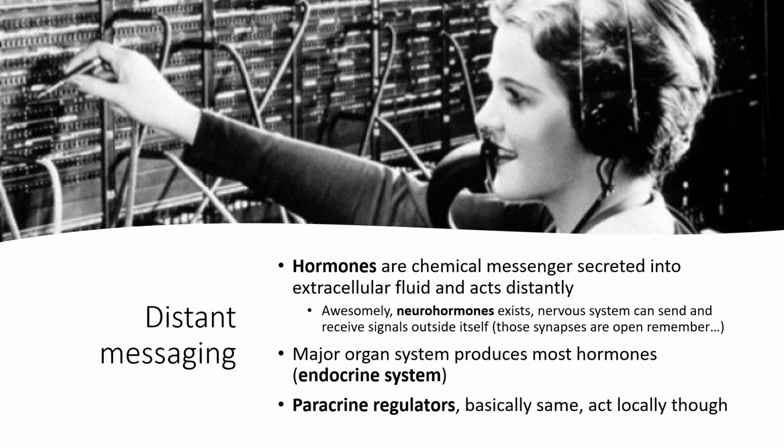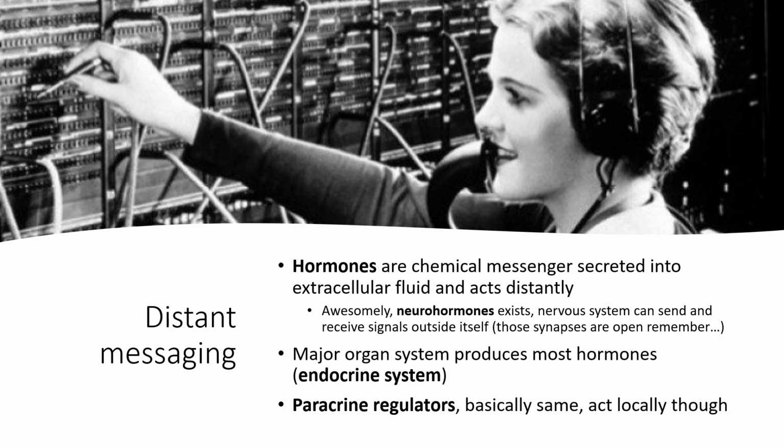Hormones are a chemical messenger, so they are composed of a variety of different things, but they're often actually composed of things like amino acids, though that's not the only thing they can be made of. And they get secreted into extracellular fluid and they act distantly from the location. So a cell will not secrete a hormone and then be the only cell that is acted upon, although it may be acted upon by that hormone.